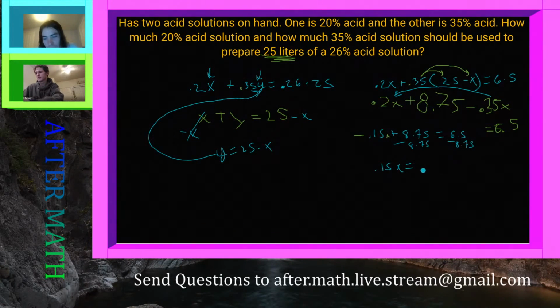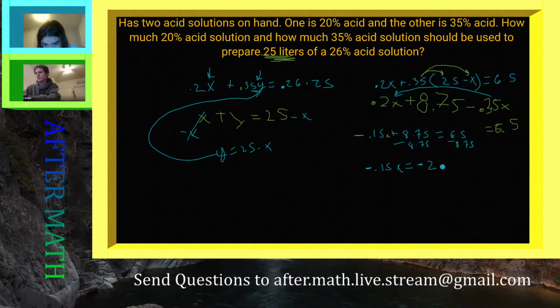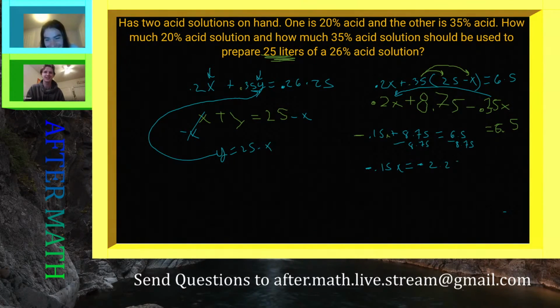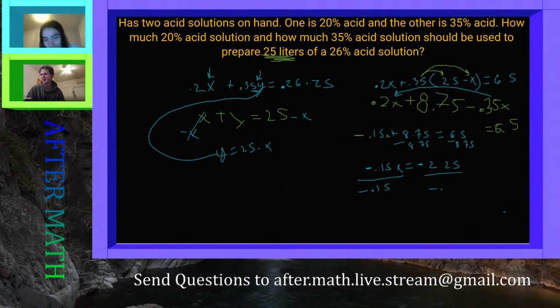So then we got negative 0.15x is equal to negative 2.25. Then we divide by negative 0.15 to get x by itself.